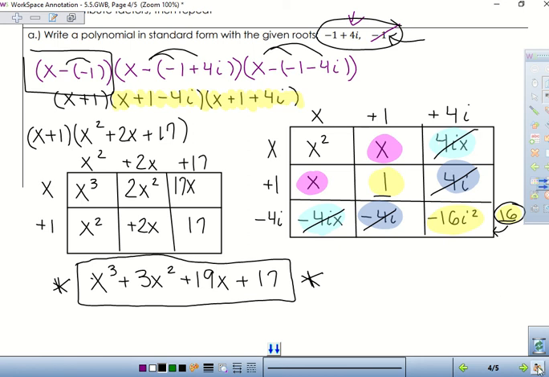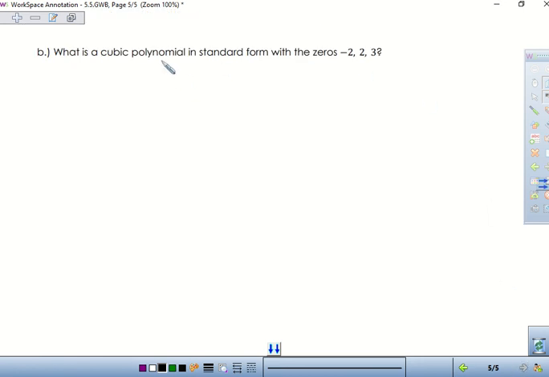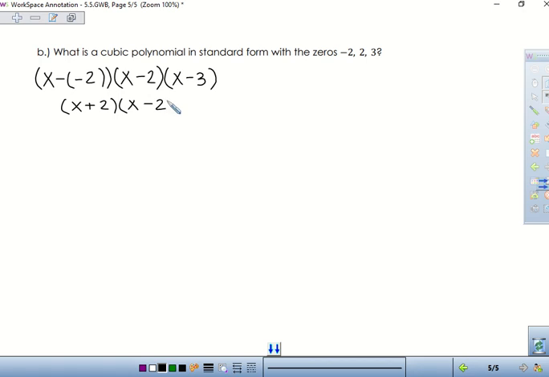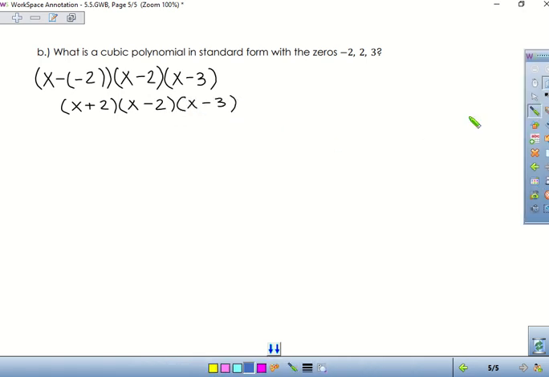Anything else? Okay. So the last one we're going to do is find a cubic polynomial in standard form with the zeros negative 2, 2, and 3. So we set them up in our binomials: x minus negative 2, x minus 2, and x minus 3. What's going to happen with the first one? It's going to become a positive. So we're going to have to multiply these three binomials together.